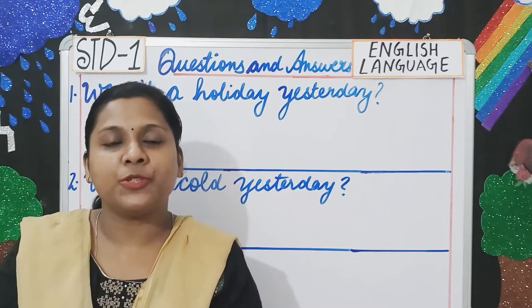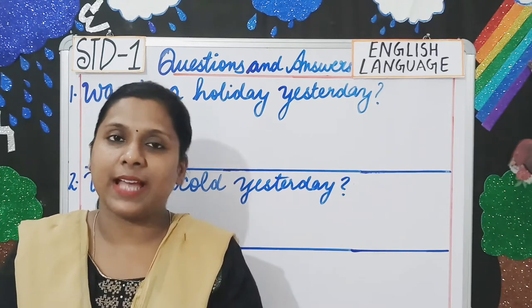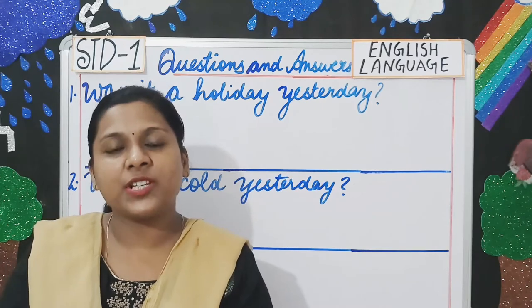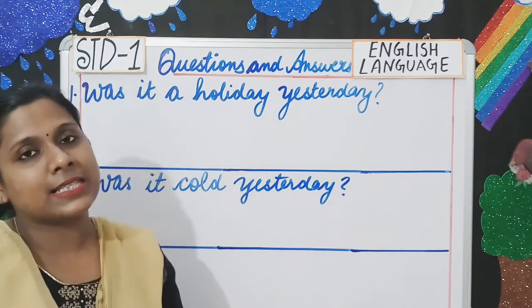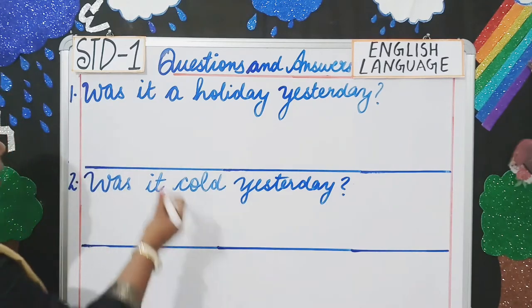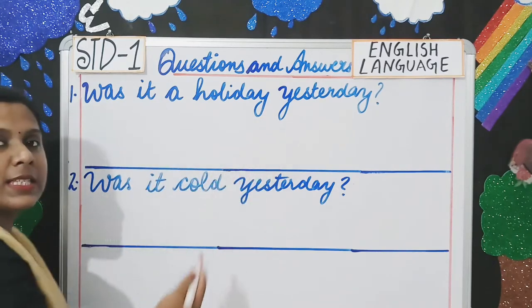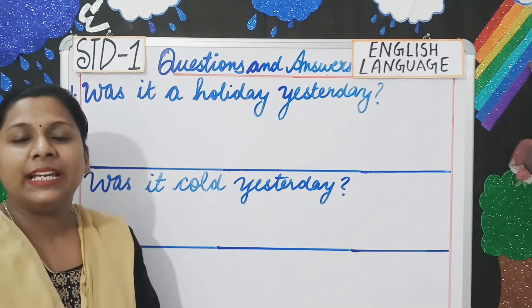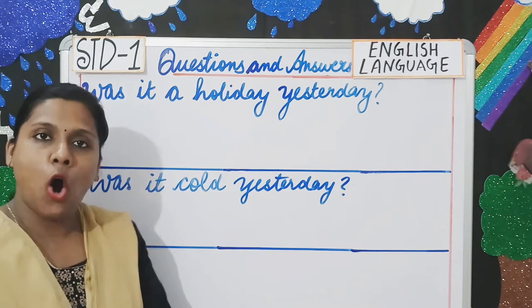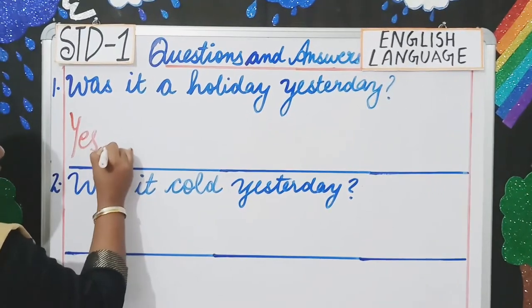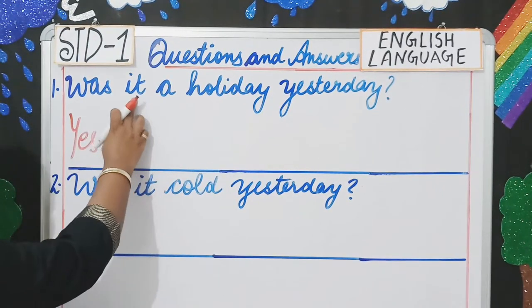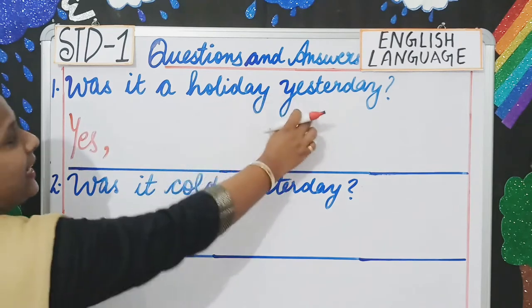Today I am going to teach you general questions and answers. These questions and answers are from your Active English book. Let's start with the first question. Was it a holiday yesterday? So you will write, yes, it was a holiday yesterday. After writing yes, you'll put a comma. Then you will write, it was a holiday yesterday.